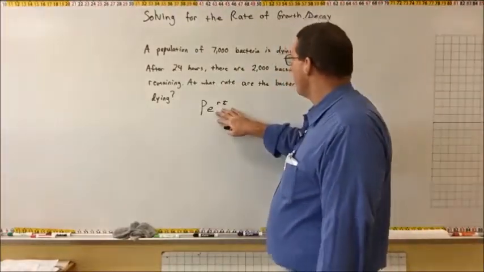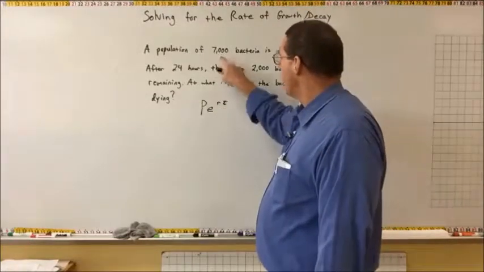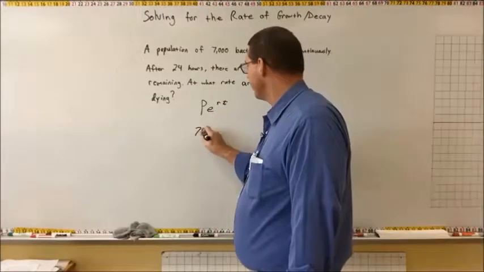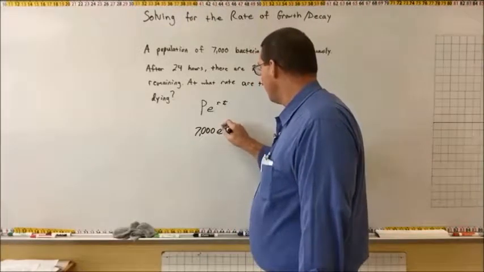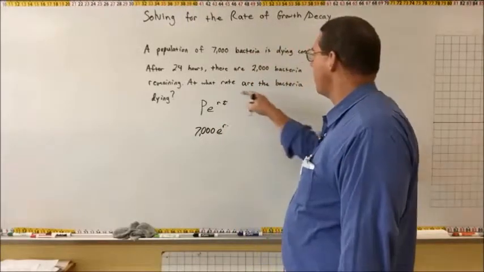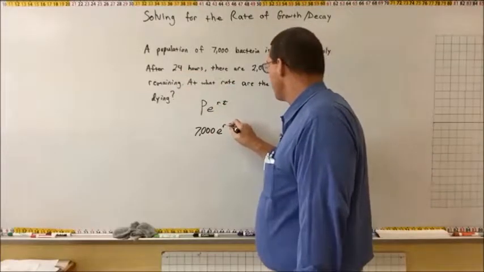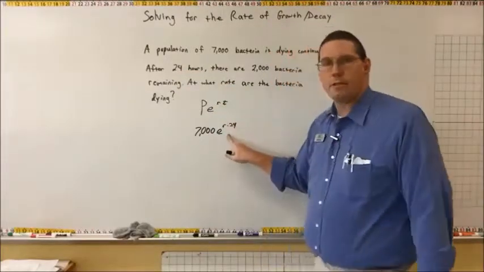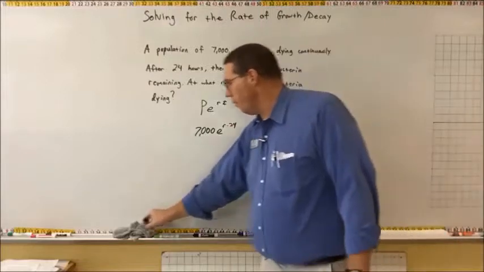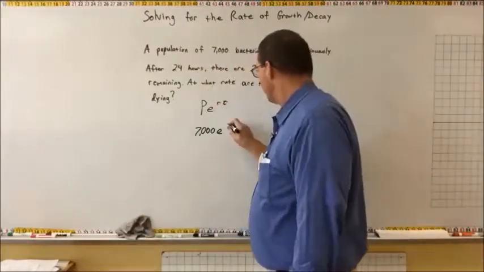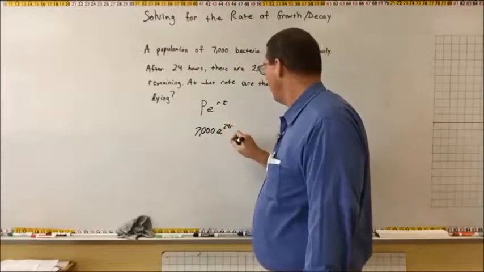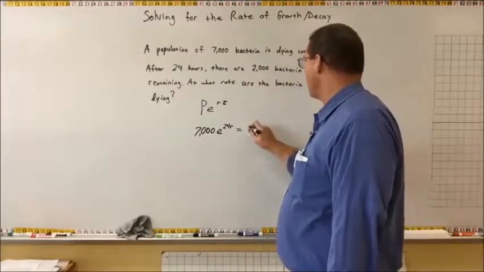So our starting value, we have 7,000 bacteria times e to the power of r times, after 24 hours, r times 24. Now, like we did last time, instead of putting r times 24, we could just put 24r. So we put 24r is equal to 2,000 bacteria.